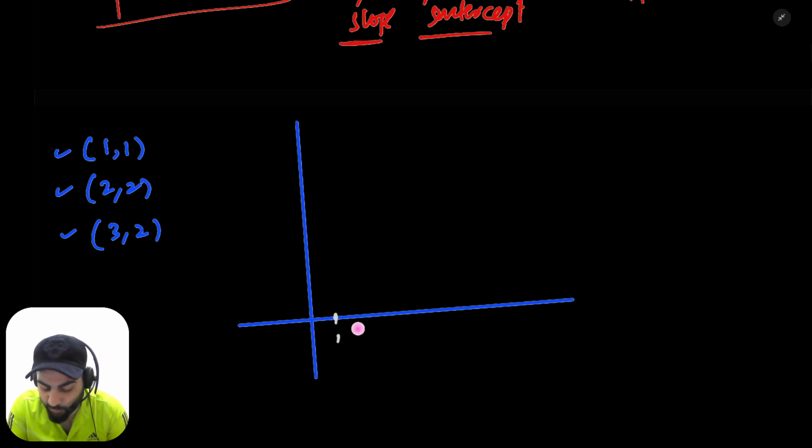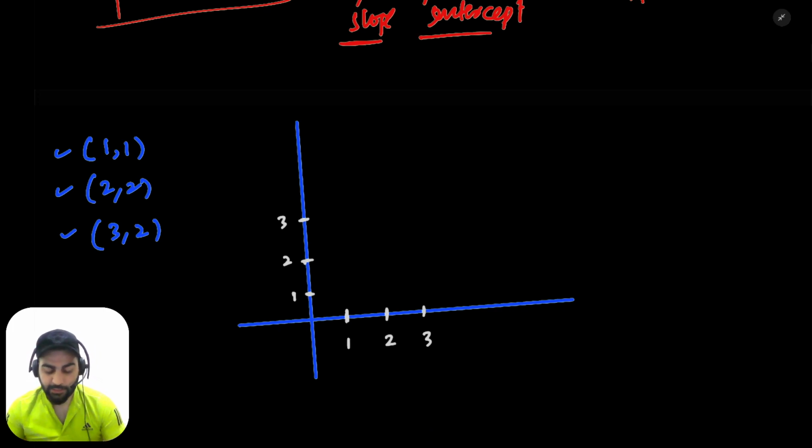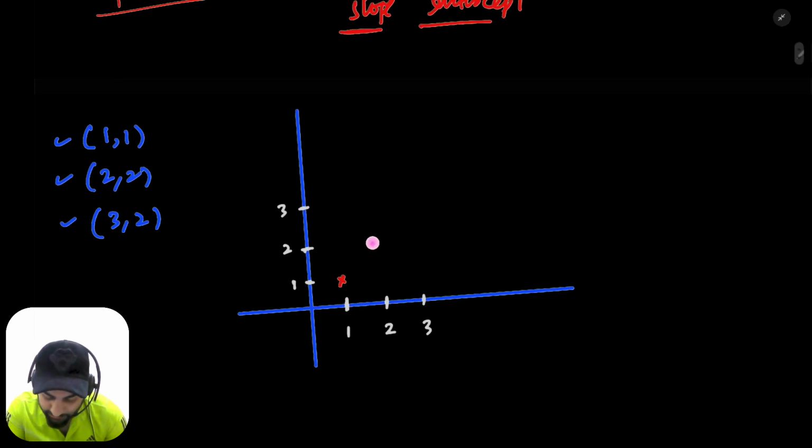Let's say this is 1, this is 2, and this is 3. Again, this is 1, this is 2, and this is 3. Let me draw these points in red. So 1, 1 is this point. If you see, this is the 1, 1 point. 2, 2 is this point. 3, 2 is this point.